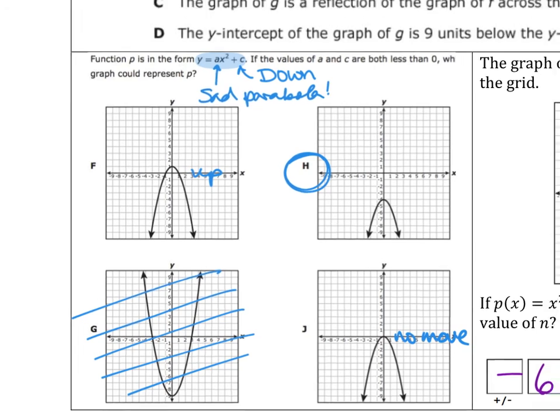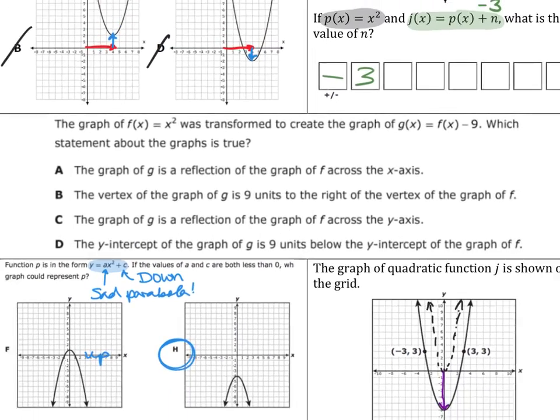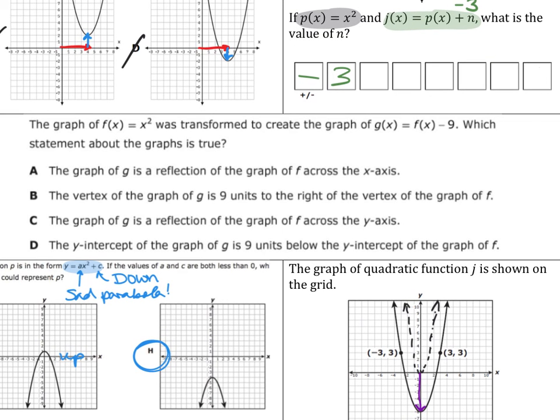Okay, last question here in the center. The graph of f of x equal x squared was transformed to create the graph of g of x equal f of x minus 9. Which statement about the graphs is true? Okay, we're comparing the parent function, they didn't call it that, but we know it is, to g of x here.